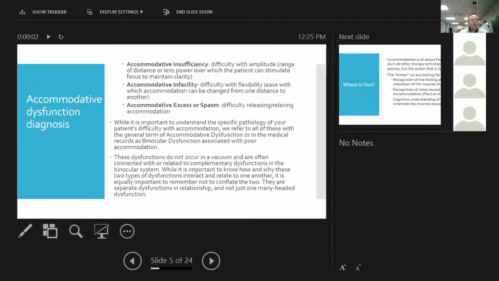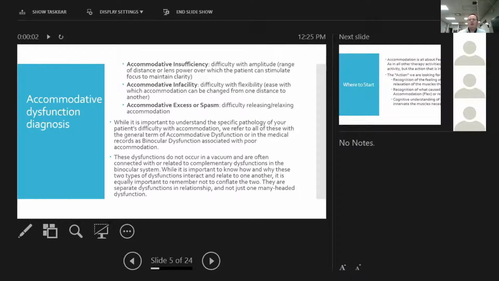The worst thing that I can give an accommodative dysfunctional person is this accommodative spasm, because it pretty much shuts down therapy. Nobody wants to try to do therapy when their eye is spasming and they can feel that. It also is a great trigger for migraine headaches, and for headaches, it can give nausea, dizziness, all these different things.